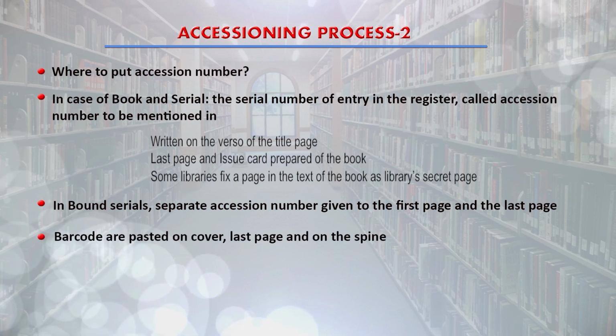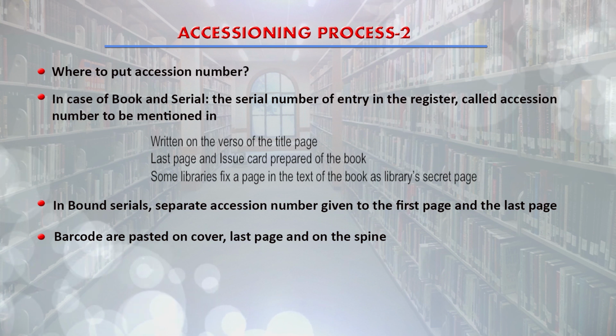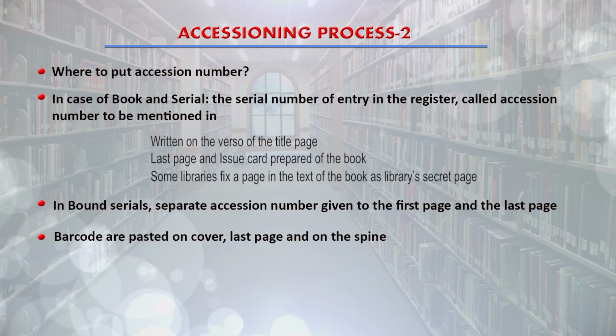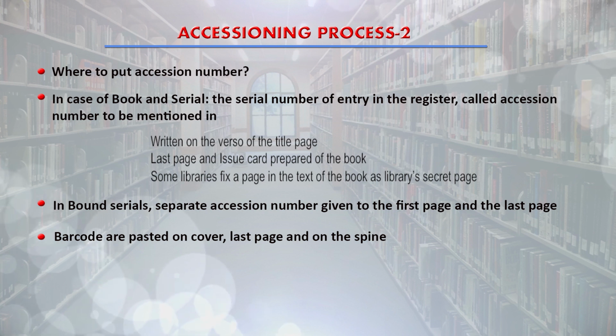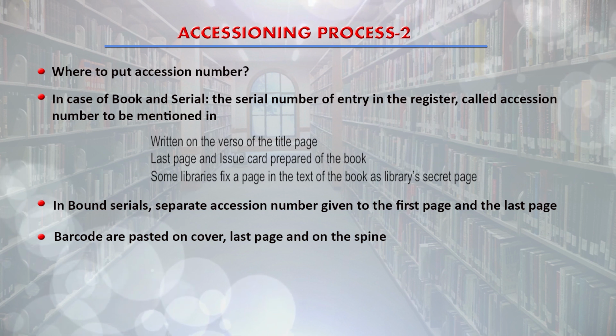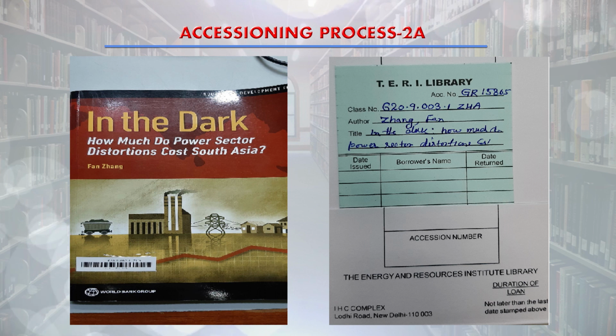Barcodes are very important these days, because they help us run issue, return and the circulation section in a much better way. So after putting the accession number, you can do barcoding also, and that remains on the book. This is how you put your barcode on the cover page of the book, you can see, and this is how you prepare the book card along with the accession number.